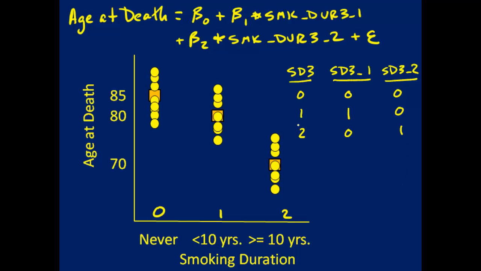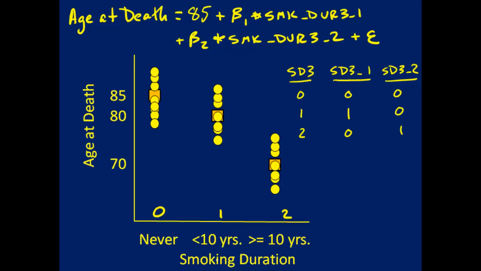So let's think about this beta naught. We'll be able to see the value of beta naught here in the never smoking group, because the two beta values, beta 1 and beta 2, are essentially going to be turned off by the zeros for both of these dummy variables in the never smoking group. So beta 0 here is just going to be equal to the placement of the random number generator in the never smoking group. So this is going to be an 85. We can see that directly from our diagram.